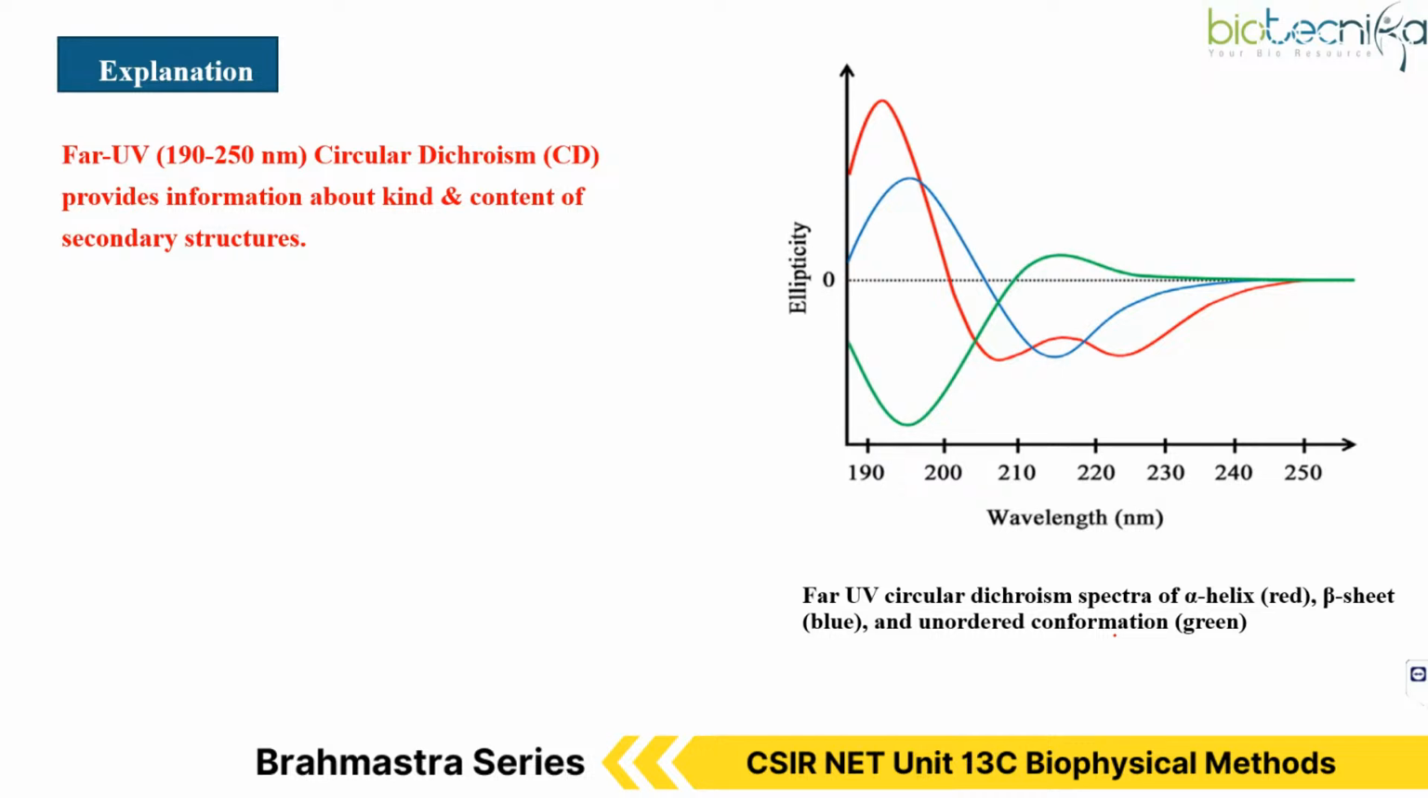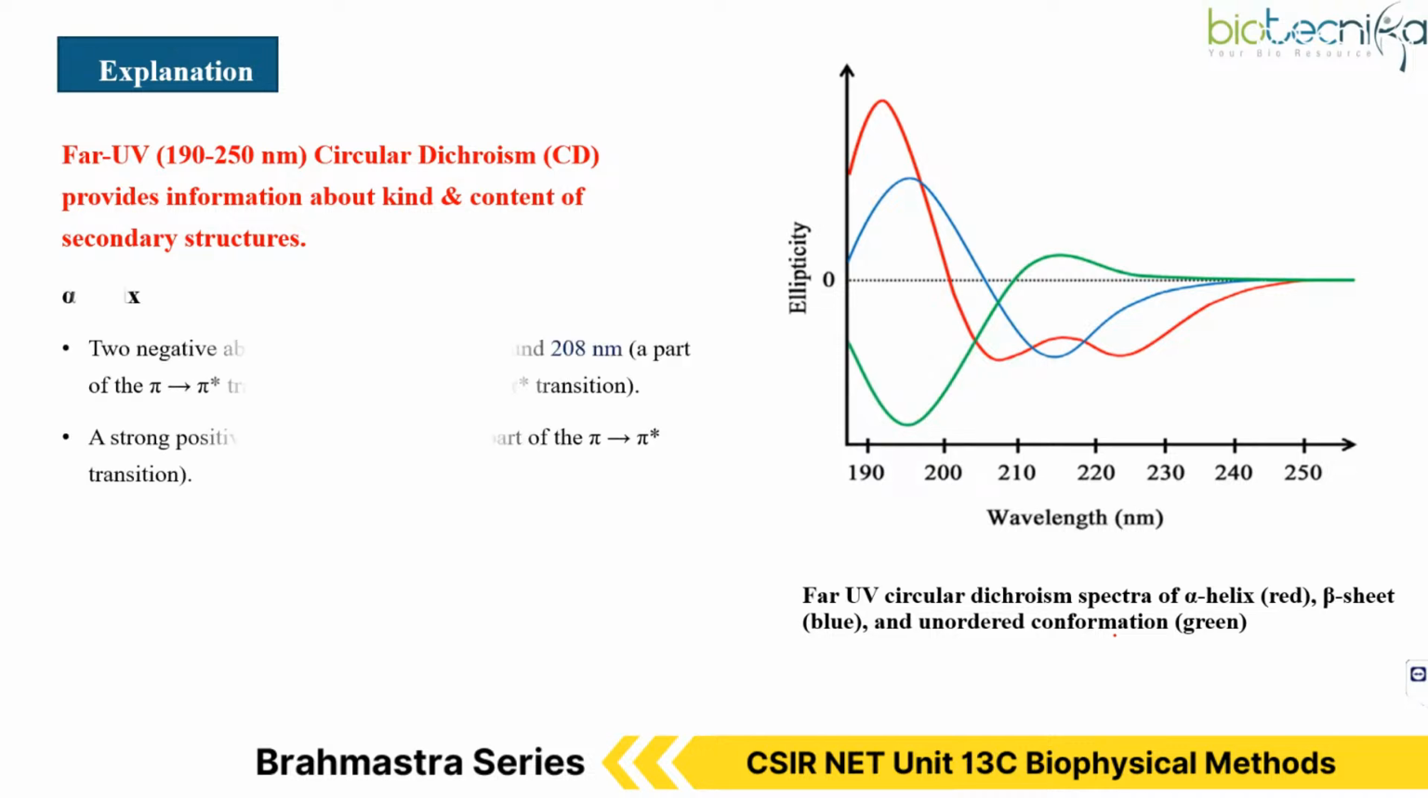And also you need to be familiar with the wavelength at which the positive bands and negative bands are seen for alpha helix structure, beta sheet, and random coil, that is, unordered conformation. So always remember, far UV circular dichroism provides information about the kind and content of secondary structure. This I have already told you when we were doing the first question. So how do you know that alpha helix structure is present in your protein? If there is an alpha helix structure, you will get two negative absorption bands centered around 208 nm and 222 nm.